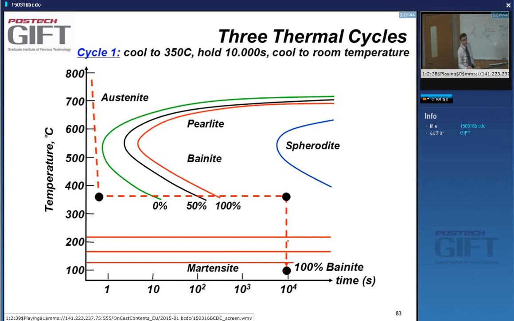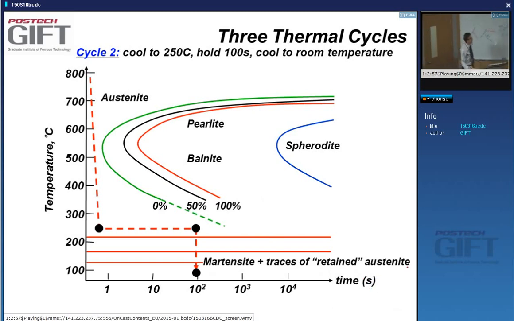We cool down to room temperature, so we pass the MS and MF temperatures. But does anything change? No, because the microstructure is fully transformed already. So this doesn't really have any meaning. This is the microstructure that you get, fully bainitic.